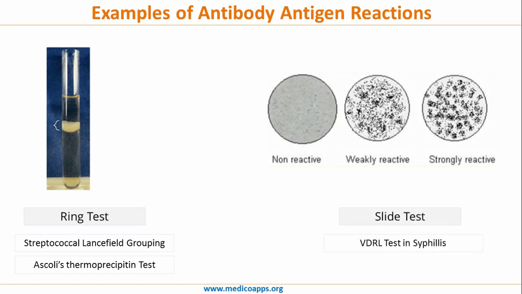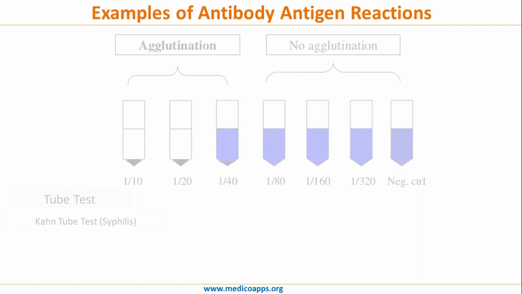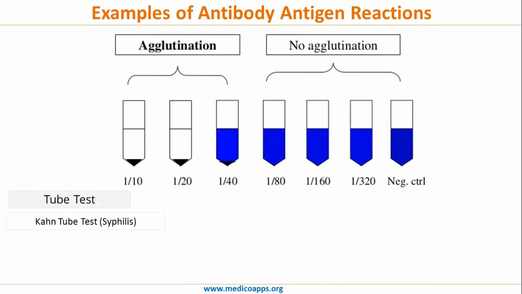This is a slide test, the VDRL, as in syphilis. It is non-reactive when there is no flocculation. This is weakly reactive, and when the clumps are clearly formed, this is a strongly reactive VDRL test in syphilis. Another example would be agglutination, as in the tube test or Kahn tube test in syphilis. Here you can see that the agglutination is starting at a titer of 1 by 40.